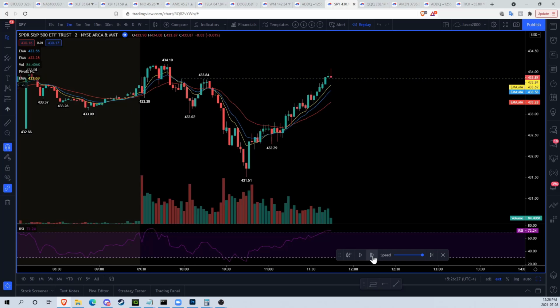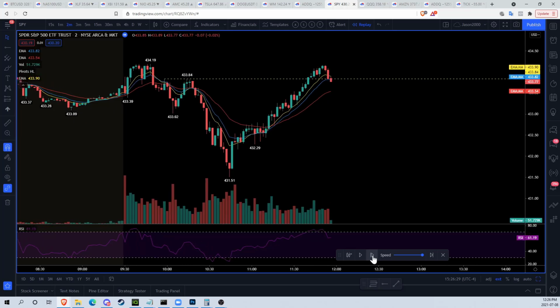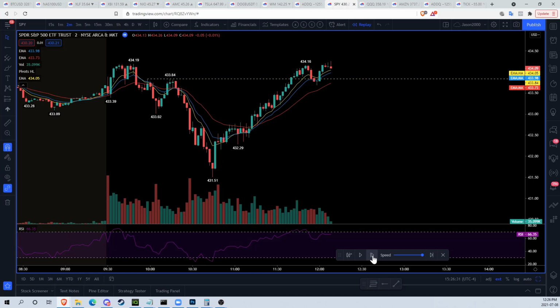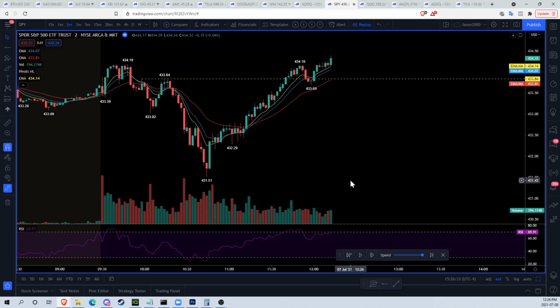Finally, we break our area of resistance and we pile it on, back test, and continue to the upside. So that is a good vote of confidence. If it breaks before the QQQ equilibrium breaks, that adds even more emphasis to the upside possibility. So our break occurred here at 11:40.